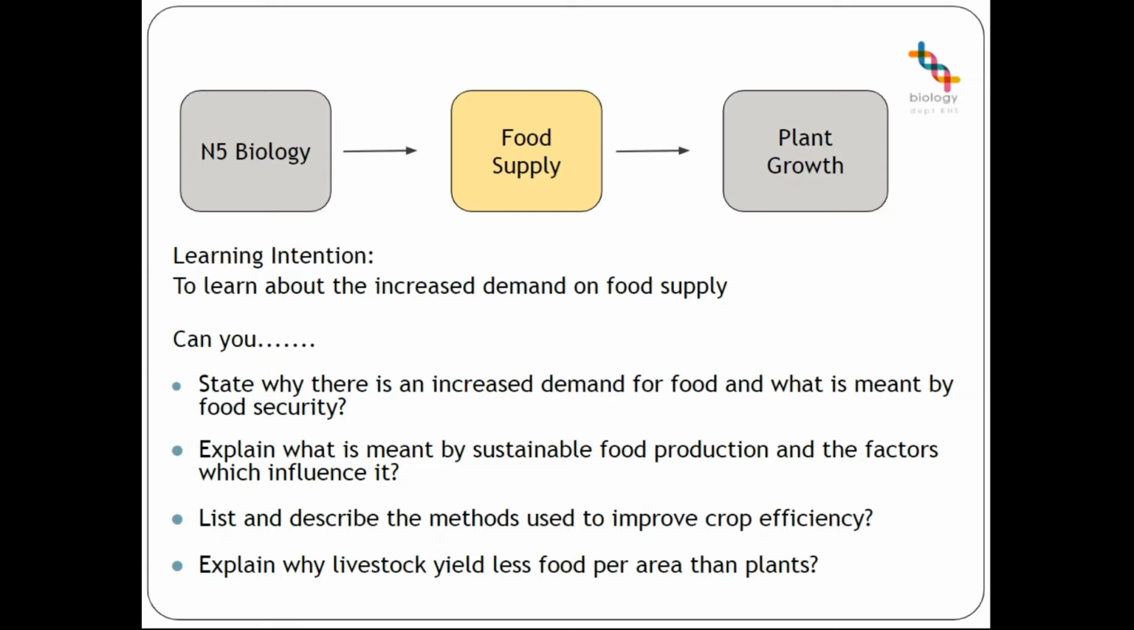You are needed to be able to state why there is an increased demand for food and what we mean by food security. Explain what is meant by sustainable food production and the factors that influence it. Describe the methods used to improve crop efficiency and explain why livestock yield less food per area than plants do.